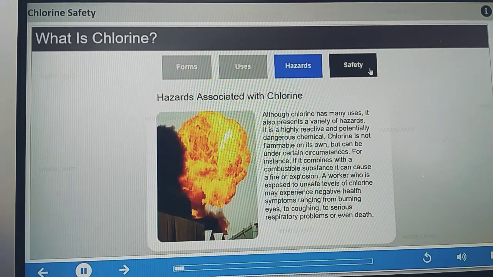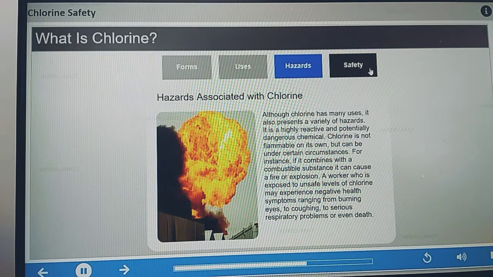Although chlorine has many uses, it also presents a variety of hazards. It is a highly reactive and potentially dangerous chemical. Chlorine is not flammable on its own, but can be under certain circumstances. For instance, if it combines with a combustible substance, it can cause a fire or explosion.